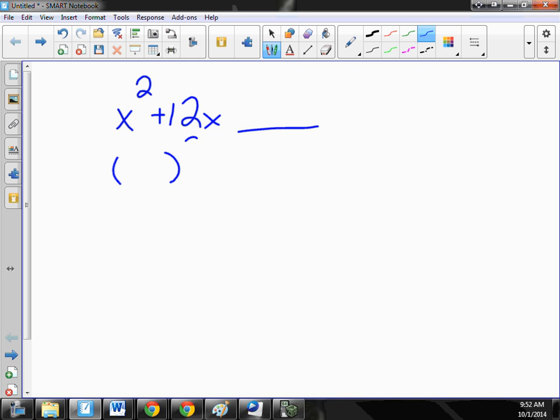Well, we need to figure out the factor. The factor would be plus 6, so the constant would be 36. Okay, that's pretty easy. What if the middle term is odd? x squared plus 5x.